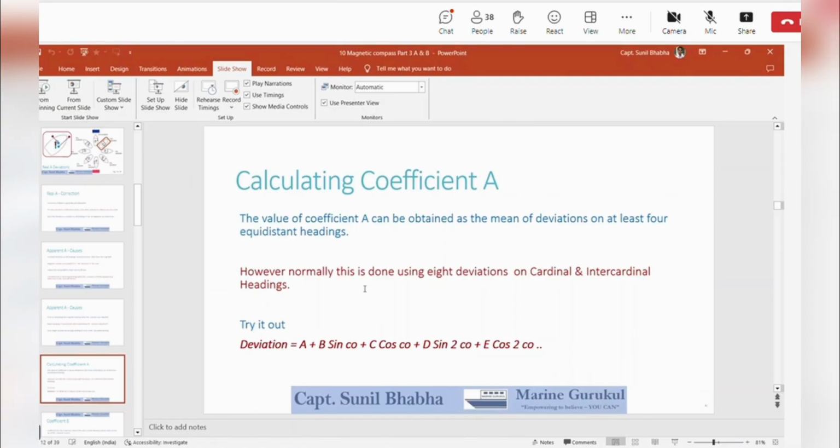Alright, sir. Okay. Any more doubts, beta? Okay, great. So I'm closing this now, beta. Coefficient A is completed.